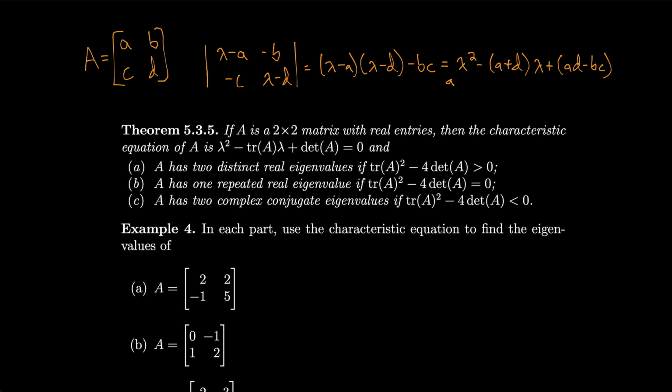That's the discriminant. So if the discriminant is equal to 0, you have one repeated real root, so one repeated real eigenvalue. And if the discriminant is negative, then you have two complex conjugate roots, so two complex conjugate eigenvalues.